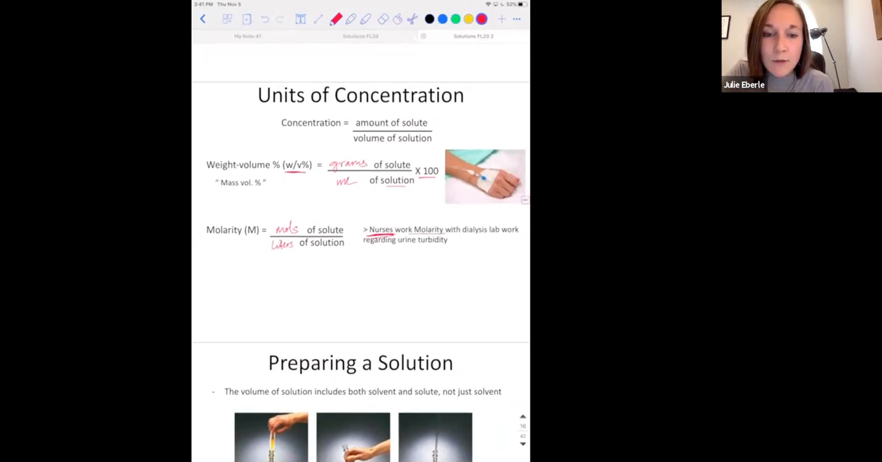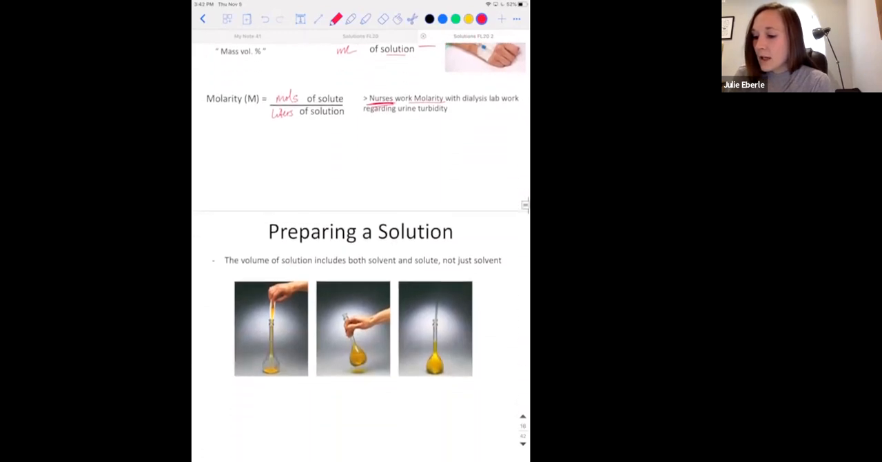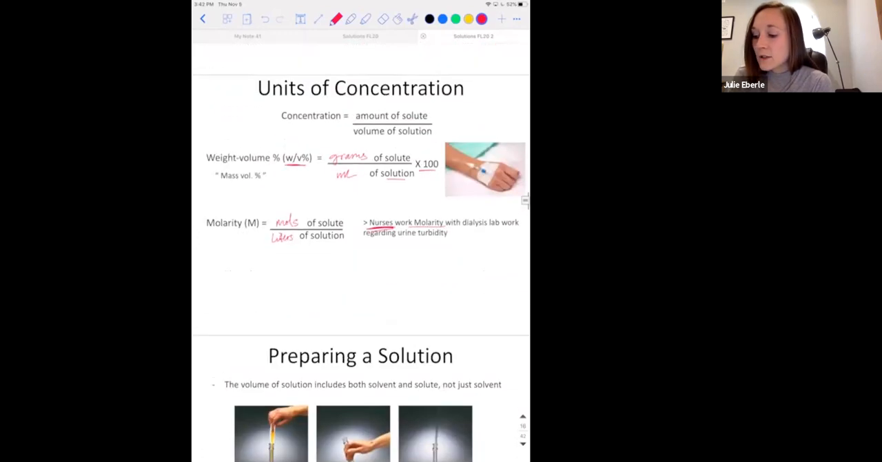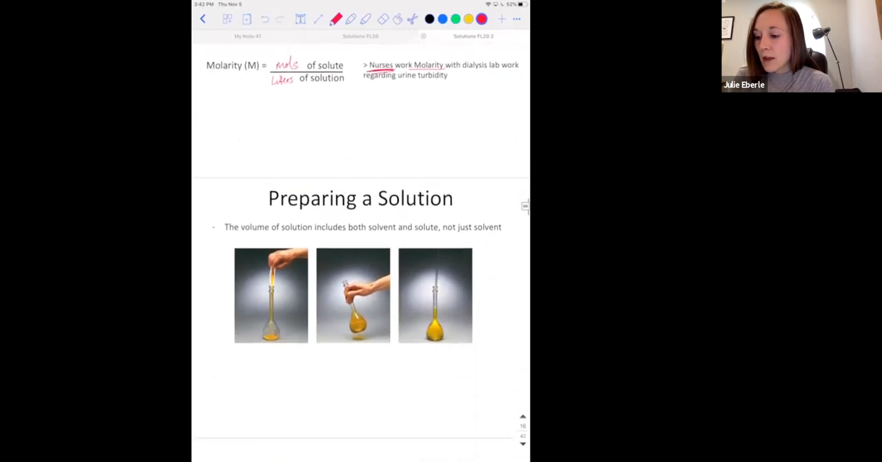An example is when you take urine samples, and oftentimes in dialysis lab work, you have to communicate the concentration of different electrolytes or different things in urine samples with units of molarity. Okay. So that's units of concentration. We're going to do a lot of practice problems with that.